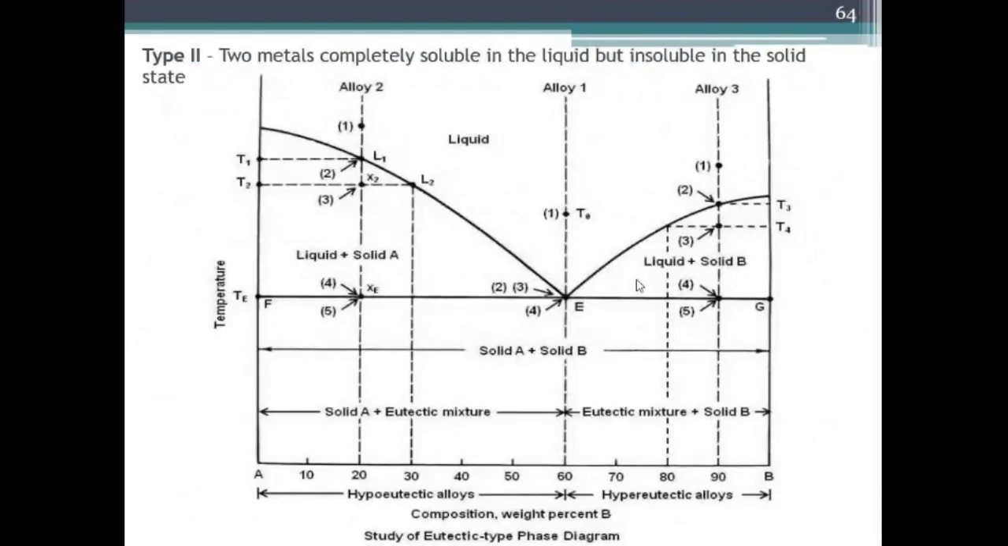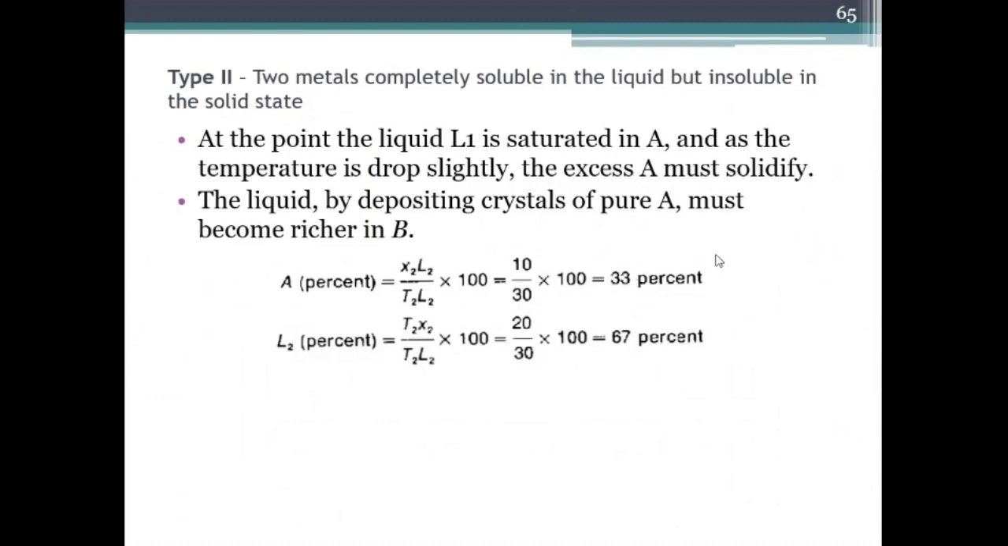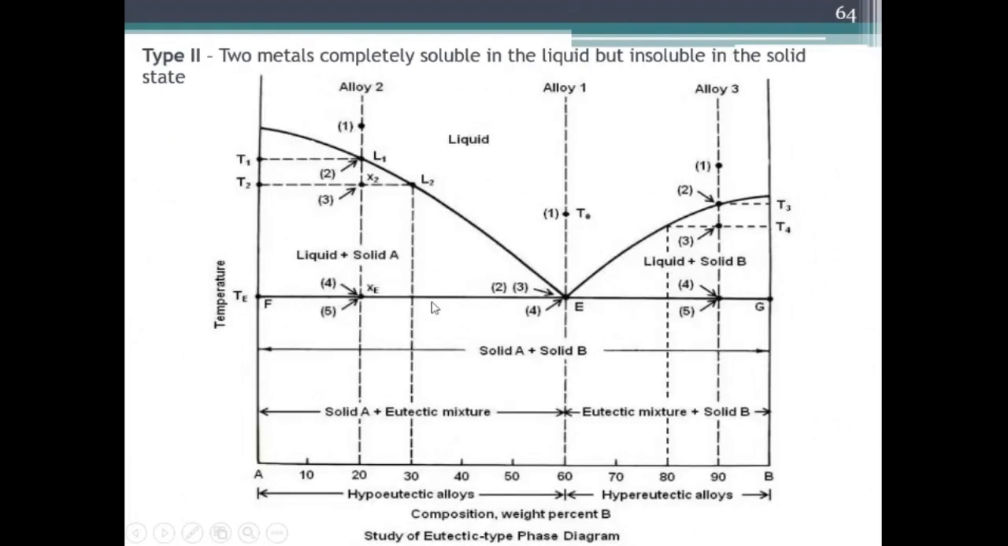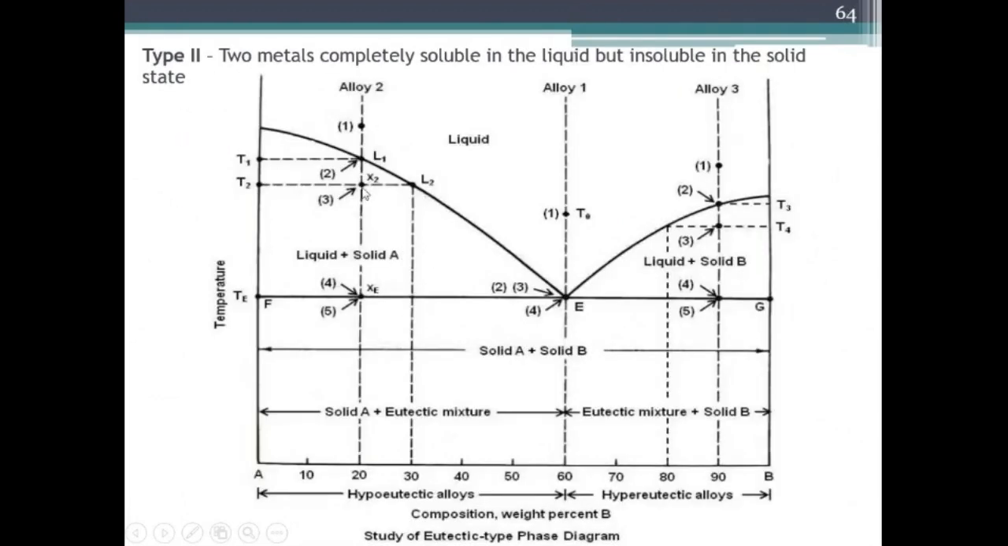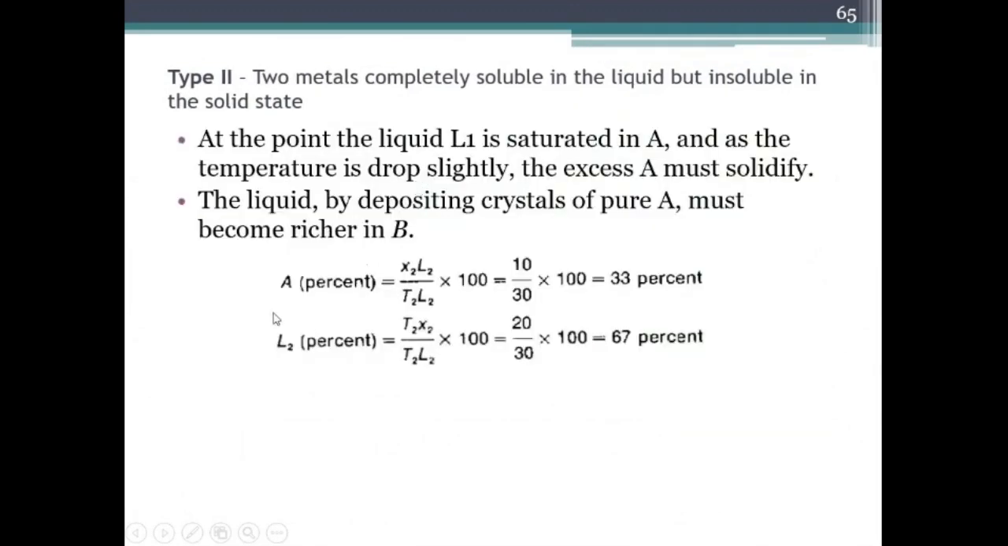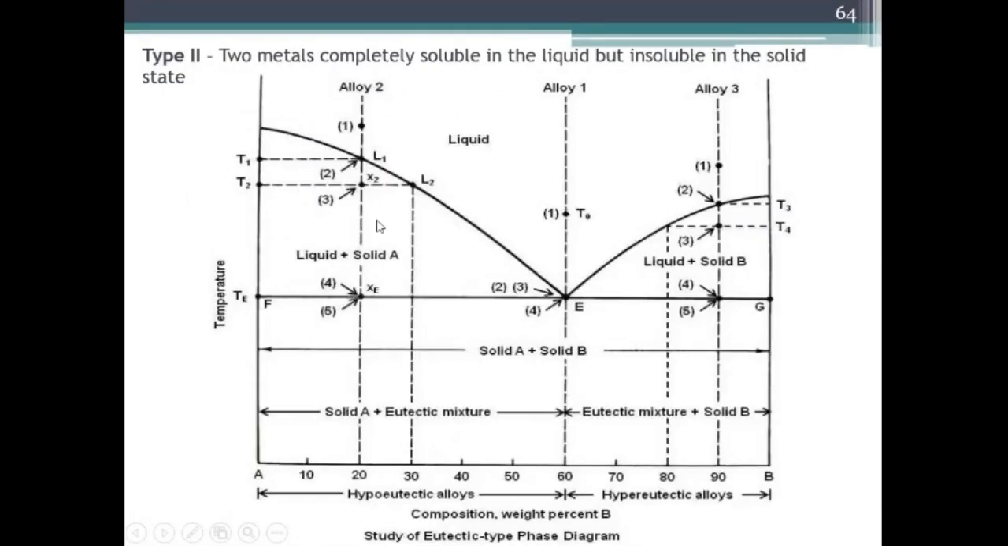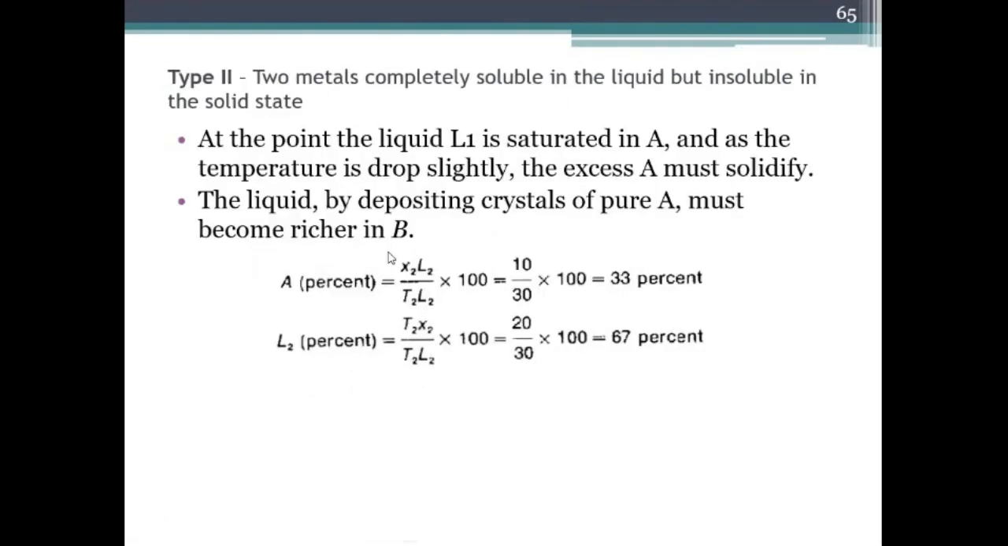From the curve we can also find the percentage. The A percentage is nothing but X2L2 by T2L2. See here, X2L2 by T2L2, T2 is where? T2L2. So this distance X2L2 by the whole distance T2L2 will be giving you the A percentage. Then the reverse will be the L2 percentage. So L2 percentage is the whole liquid, and this is the A percentage. So the A percentage and the L percentage can be calculated at any point.